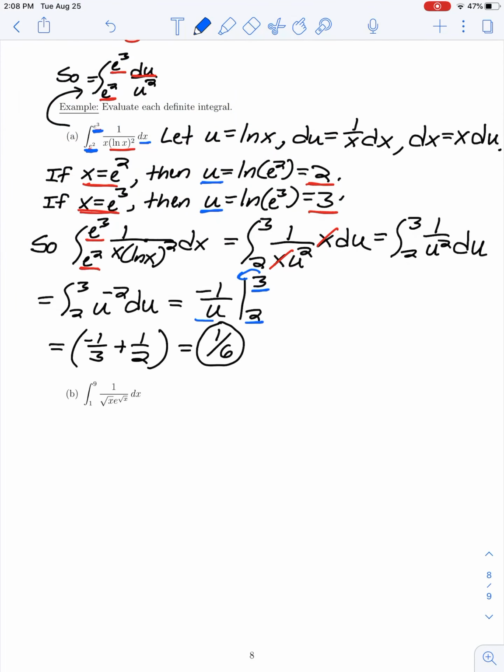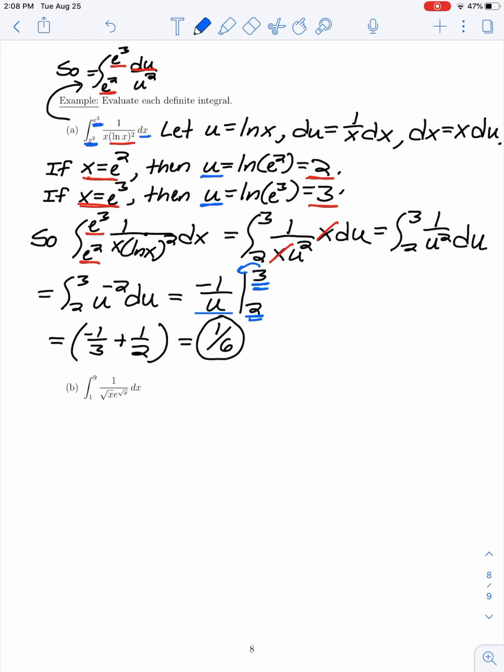And the reasoning for that, again, is that we've already changed our limits of integration to u values. So I just want to plug in those values for u directly, instead of going back to everything in terms of x and then plugging in those x values. So it would sort of undo the work that we had done in the first step of our problem. So let's look at another example of this to finish out this section.